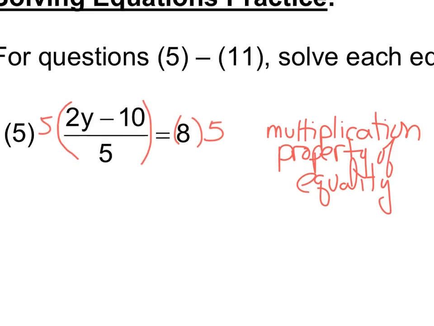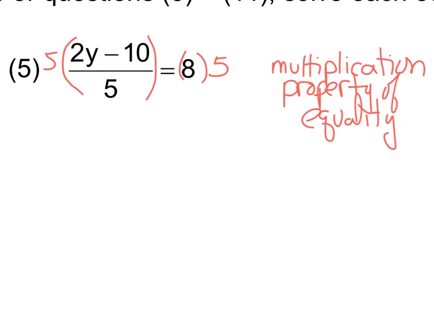It's a property that tells us that the equation has the same value if you multiply both sides by the same number. The only exception to that is 0. You can't multiply both sides of an equation by 0. We'll do an activity later on down the line that justifies why that's the case. All right, so we can now cancel the 5s, and we'll be left with 2y minus 10 equals 40.